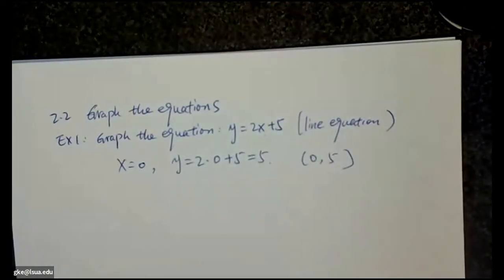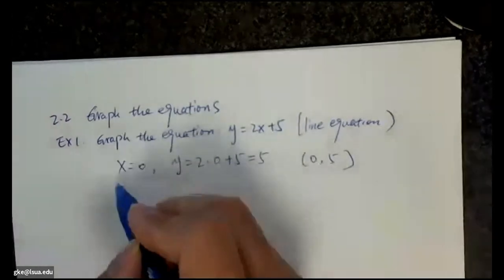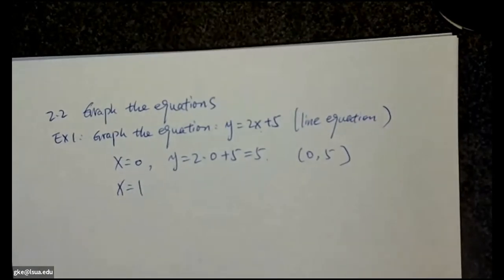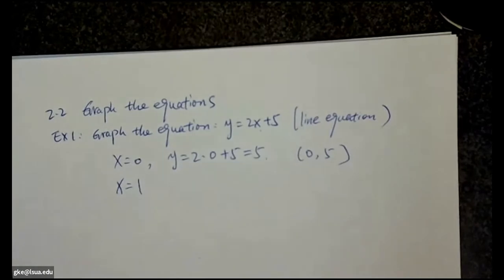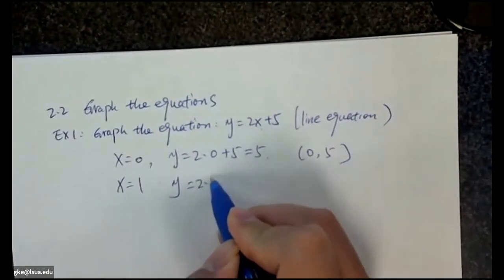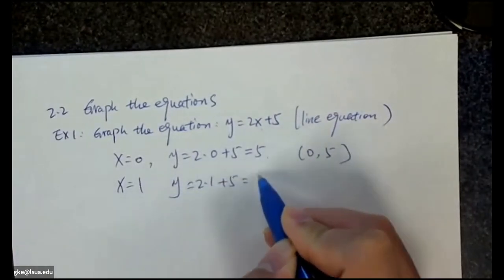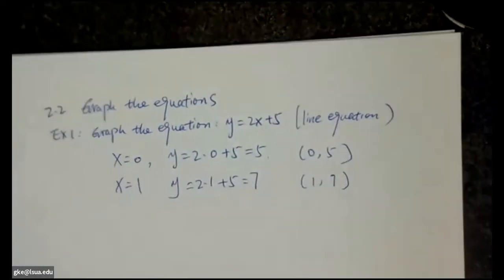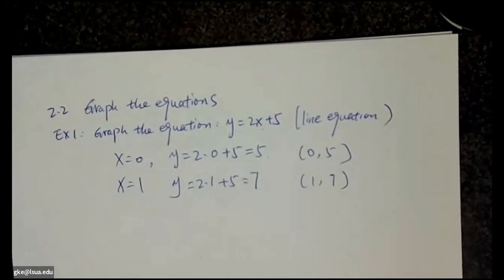Right? And then we can say, hey, we already have 1 point. That is 0, 5. Now we need another point. We can randomly pick x equals 1. Of course, you can pick x equals 2, x equals -1, whatever you want. Just pick another value for x. So we plug in, we're gonna get 7. And we have 1, 7. Now you've got 2 points. Now you can draw a line.